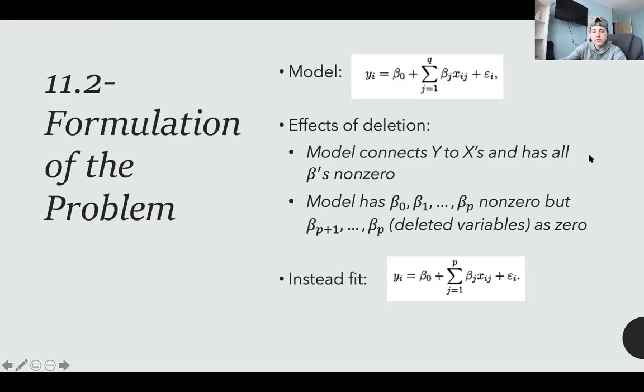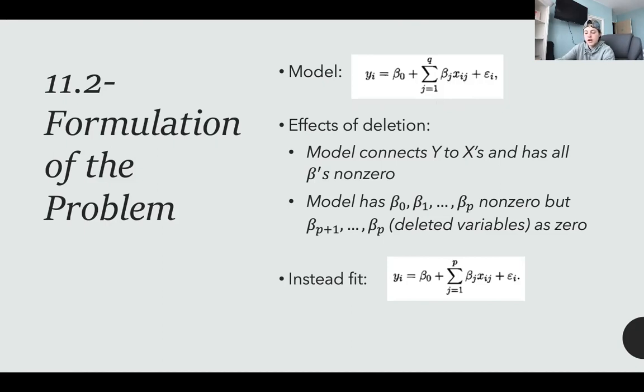All right, so section 11.2 went on to talk a little bit about formulation of the problem. A linear model that represents y in terms of variables is represented by this model up here: y sub i equals beta sub 0 plus the summation of j equals 1 to q of beta sub j times x sub ij plus epsilon sub i, where our beta sub j are our parameters and our epsilon sub i's are our random disturbances.